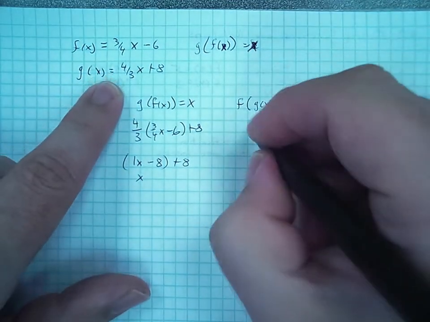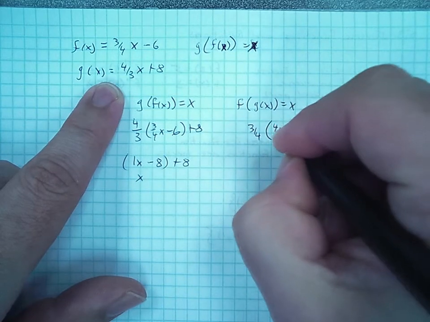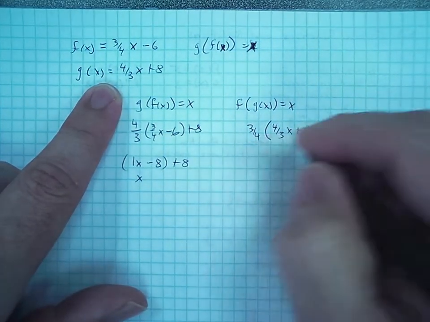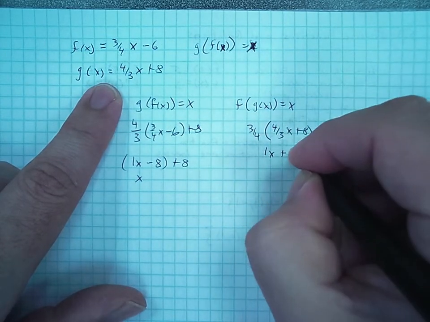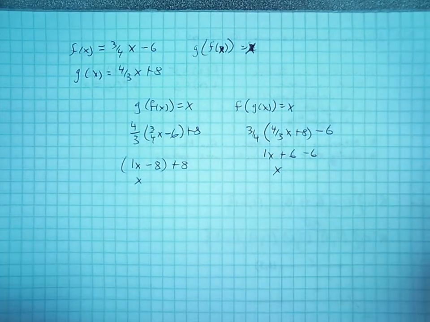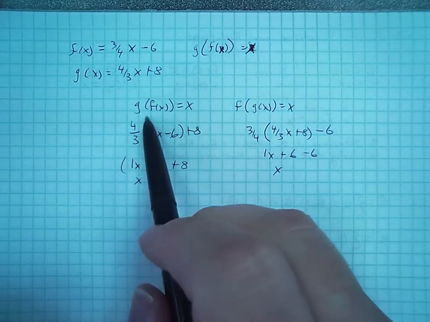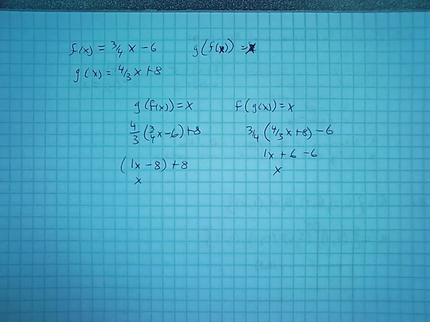If I do it the other way around, I take f, 3/4, and I stick in g, 4/3 x plus 8, minus 6. Again, I'll distribute. That's 1x plus 2 times 3 is 6, minus 6, which is x. And that's how you verify two functions are inverses. You do composition, and what you have should simplify to x, and if it doesn't, they are not inverses.